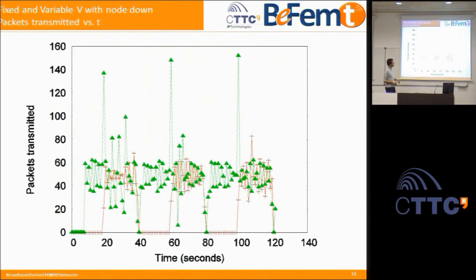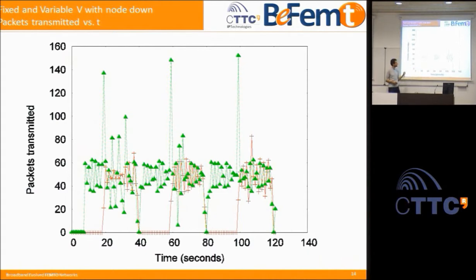And just a specific snapshot in terms of the evolution over time of packets transmitted. What you see in the red curve, which still represents the fixed value of V, is that when you switch off the node, packets are lost, so you don't transmit any packet, as Jose showed. And then when the node is switched on again, you start transmitting packets.